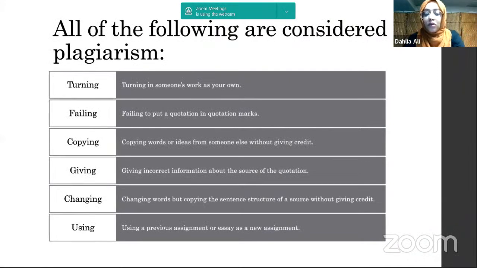So we should always avoid plagiarism, and all of these are considered plagiarism: turning in someone's work as your own, failing to put a quotation in quotation marks, copying words or ideas from someone else without giving credit, giving incorrect information about the source of a quotation, changing words but copying the sentence structure of a source without giving credit, and finally using a previous assignment or essay as a new assignment.